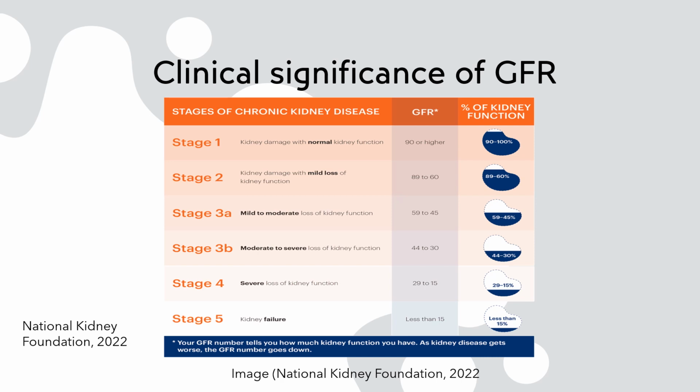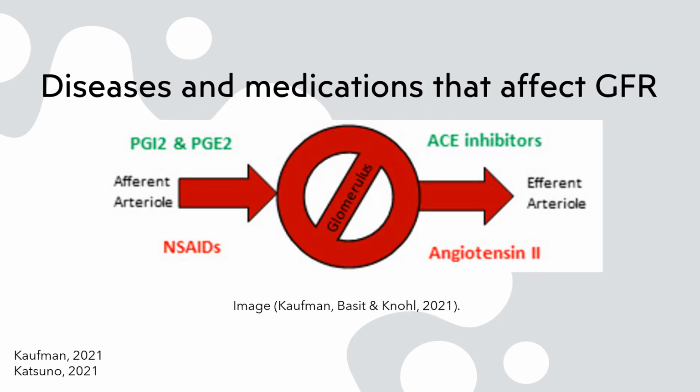Stage 3B is moderate to severe. That means you have some loss of kidney function. That's 45 to 30 GFR. Stage 4 is a severe loss of kidney function. Your GFR is 29 to 15. At stage 5, your GFR is less than 15, and you are in what's called kidney failure. Many diseases and medications will affect this GFR rate, and we're going to talk about those next.